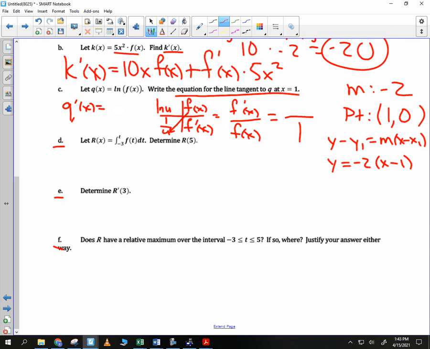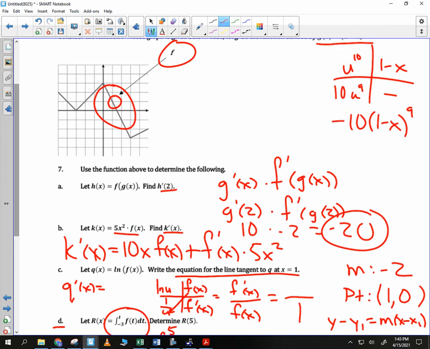Almost done. These three, let r of x equal this guy. Determine r of 5. That means you're looking for the integral from 5 to negative 3 of f of t dt. Isn't that just a fancy way of saying area? Yeah. I want you right now to see if you could come up with the area from negative 3, which is right there, to positive 5, which is right here. Go ahead, talk amongst yourselves, see if you can calculate that area. Approximate it to the best of your ability. Go.